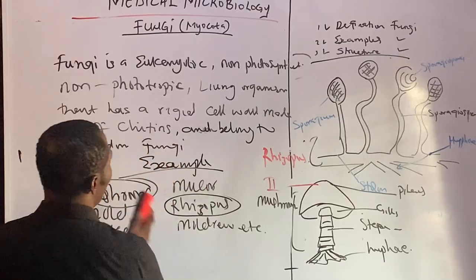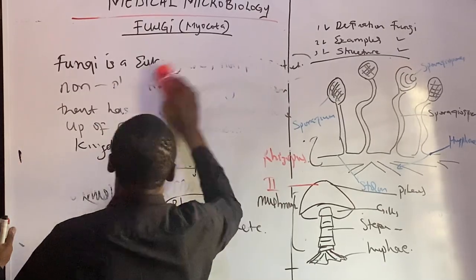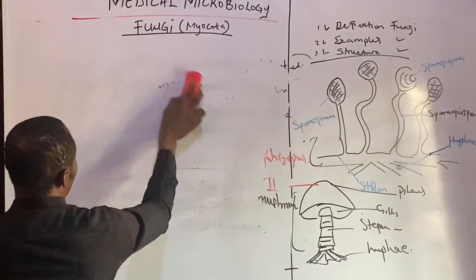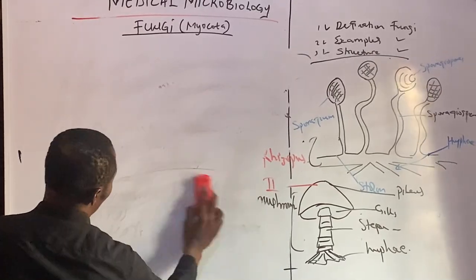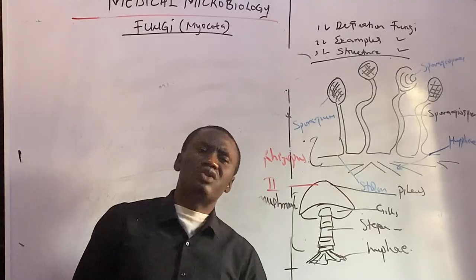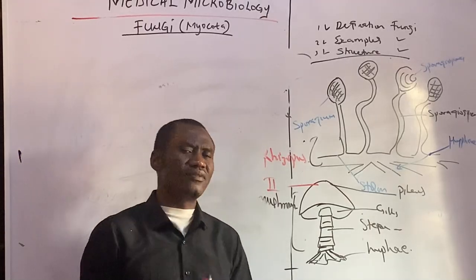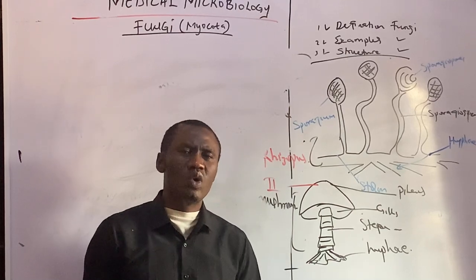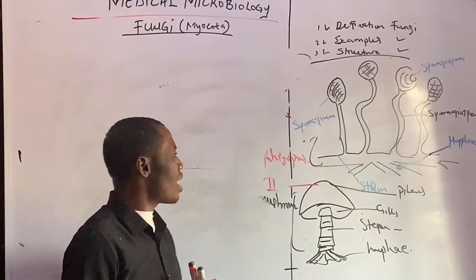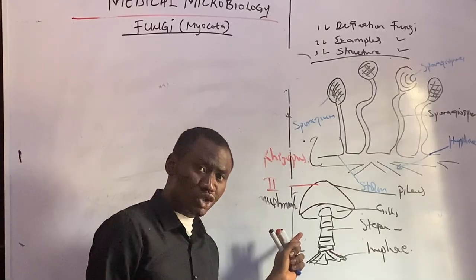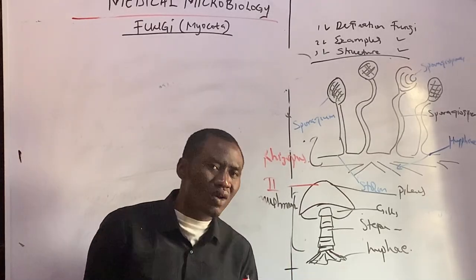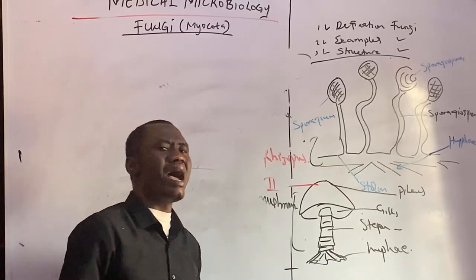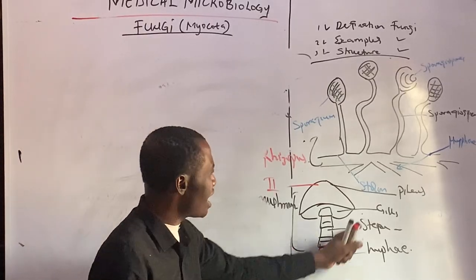Now, under the structures of the fungi, number one is that fungi is multicellular. Some of those are multicellular, and some of those are unicellular. Multicellular fungi are the mushroom, while the unicellular fungi are the yeast. All right. Now, this fungi has hyphen. You can see hyphen here.